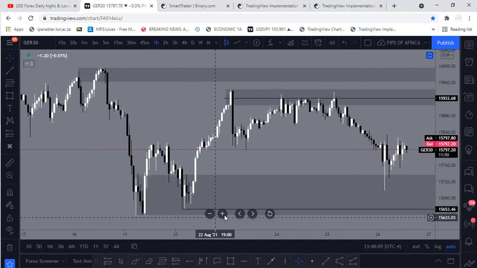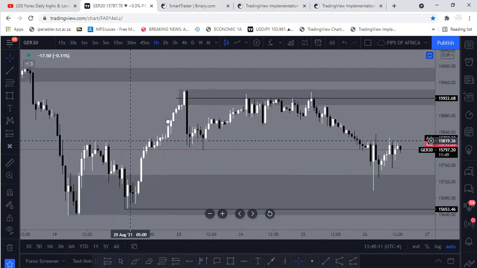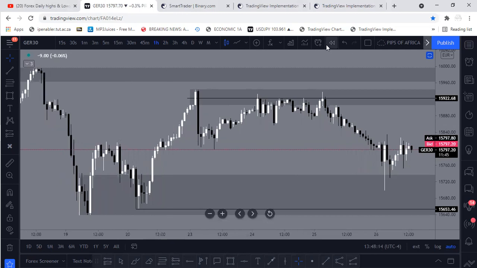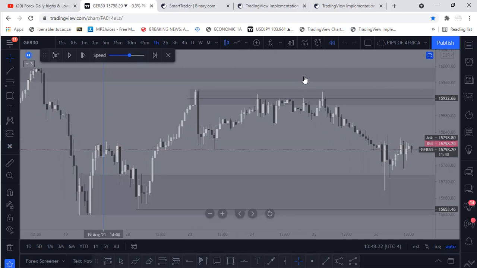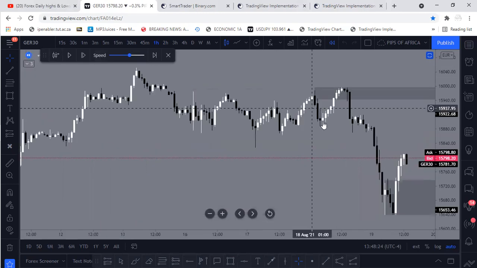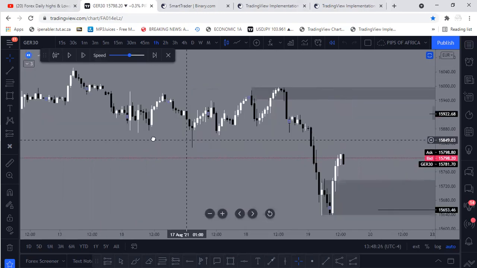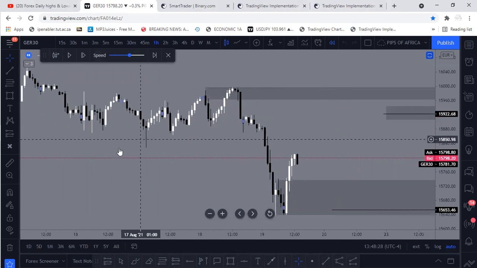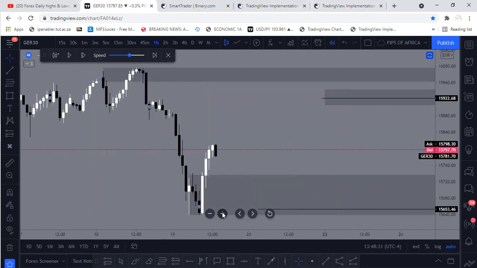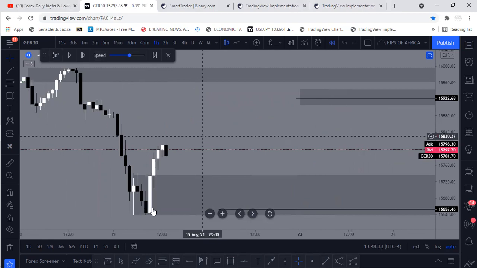So now the market maker likes to do these things. Let me try to use the replay mode on this one. I want to show you something that is very important when trading German trading. So you will see German trading jumping like this.